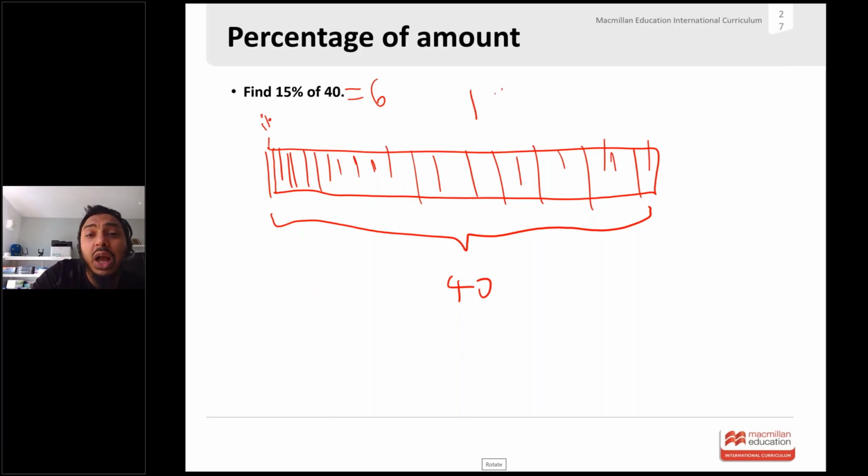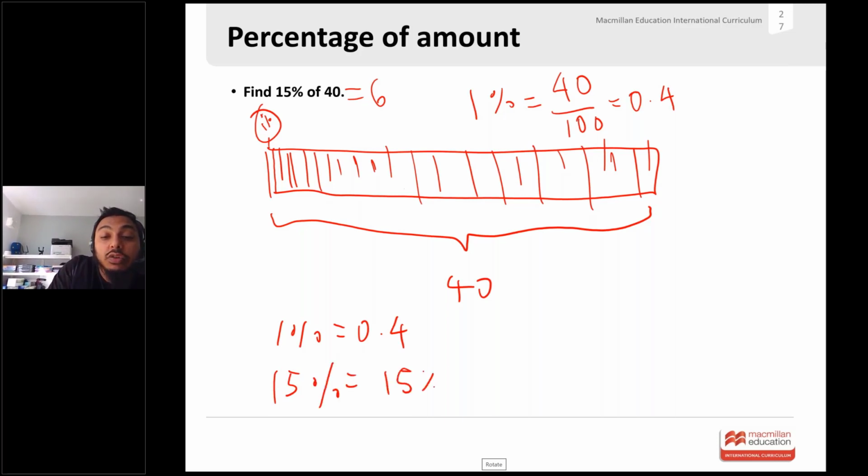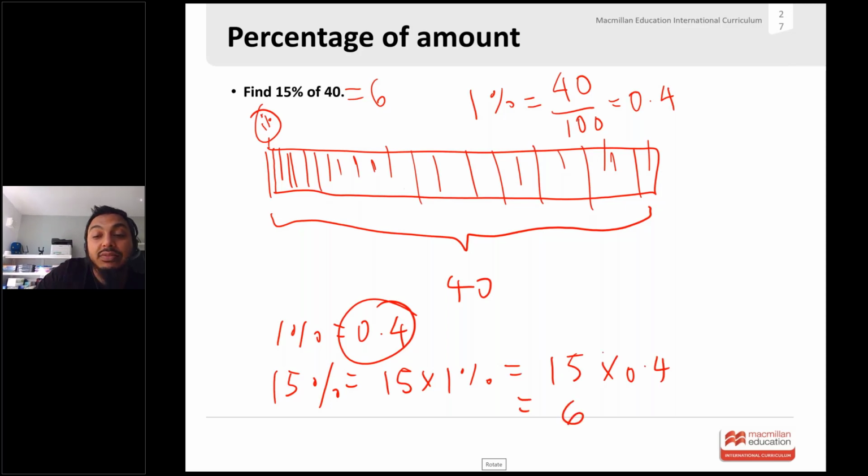So if I wanted to work out 1%, I have to do 40 divided by 100. That will give me just the 1%. We looked at decimals just now, right? 40 over 100 is 0.4. So 1% is 0.4. We need to work out 15%. 15% is going to be 15 lots of 1%, and 1% we know is 0.4. So it's going to be 15 times 0.4, and we work out that that's 6. Okay. And so that's another method. That's called a unitary method, where we work out 1%, and then we can work out whatever we want after that.